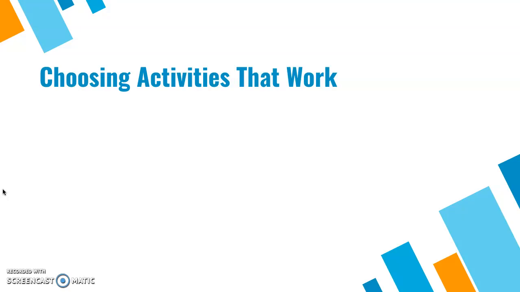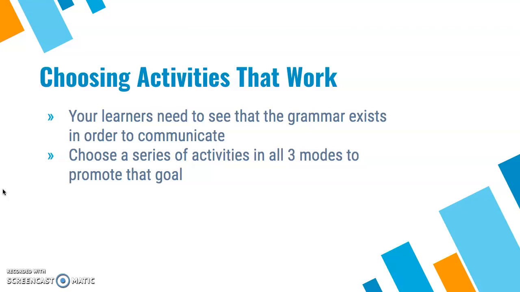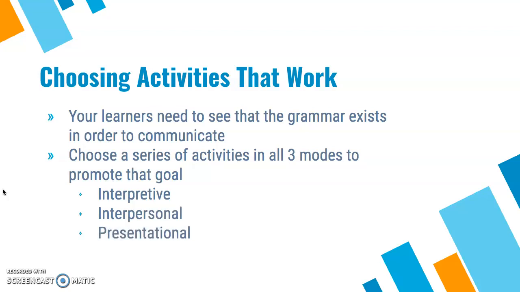So let's talk about choosing those activities that actually work. Like I said, I'm going to keep repeating this. Your students need to see that this grammar is so that you can communicate. This grammar exists for a purpose, okay? So what you're going to do is choose a series of activities that help you promote that goal. I advocate that you should choose a series of activities that are in all three modes. That's interpretive, interpersonal, and presentational.